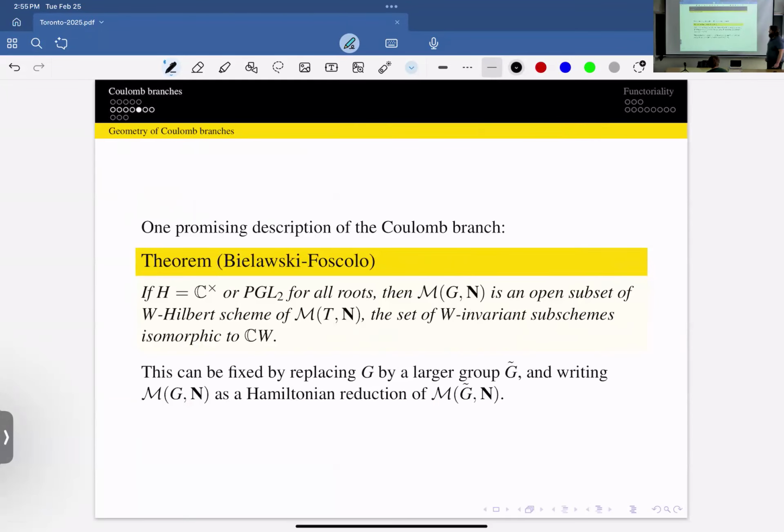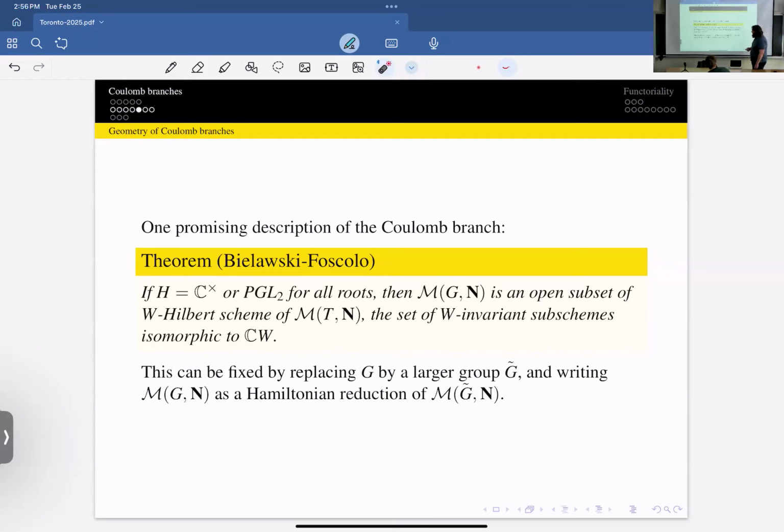Maybe we'll talk about this, and then I'll quit for the second half. I should mention this very interesting paper by Bielavsky and Foskalo, which gives an actual geometric interpretation of the points of the Coulomb branch. I have a slightly funny restriction: I have this kind of behavior near every hyperplane, and it's okay if I get roots vanishing on the same thing as weights, but I need to only ever get PGL2. If I get SL2, this theorem isn't correct.